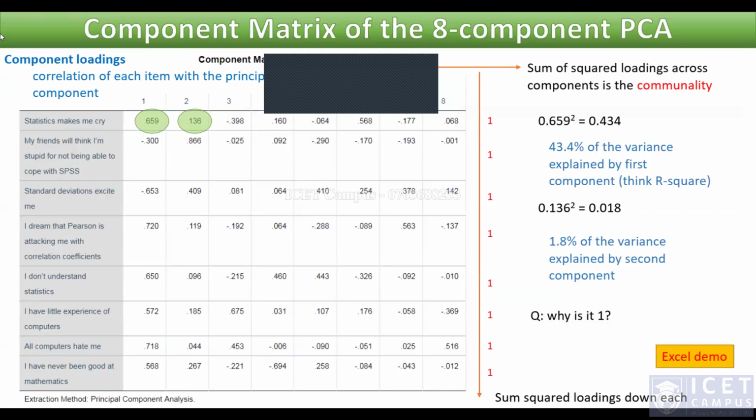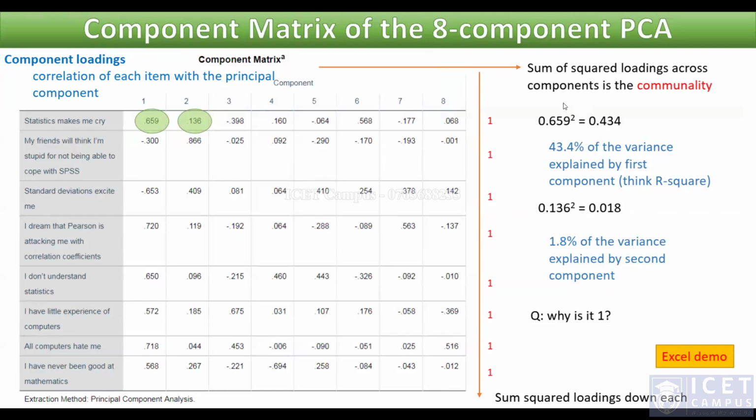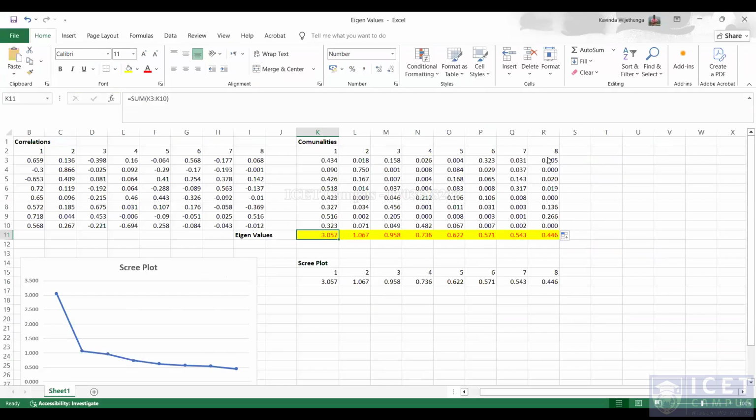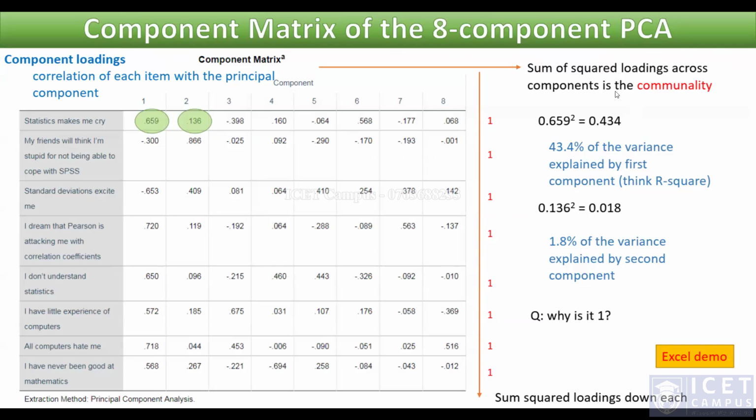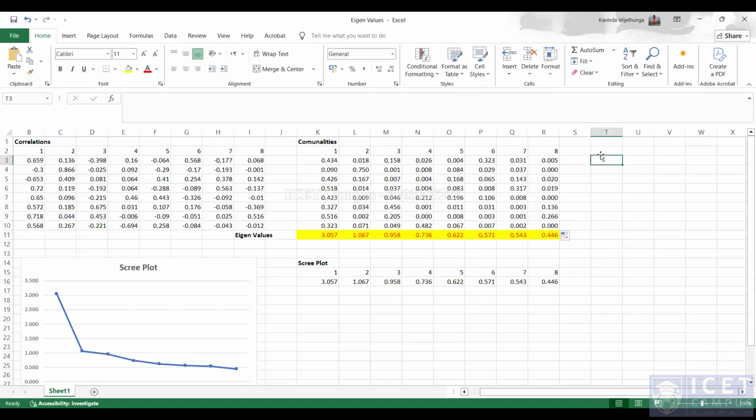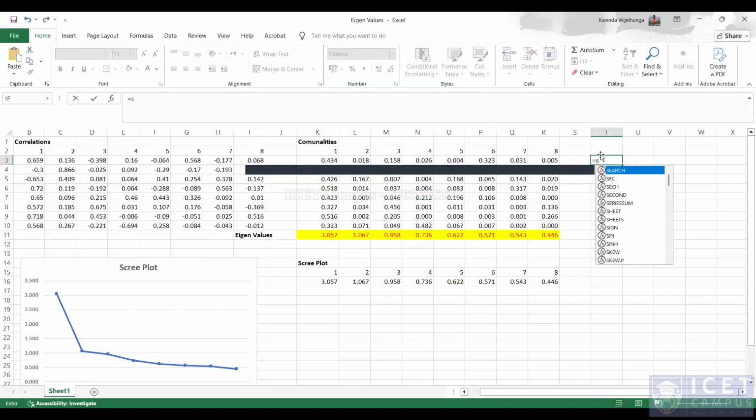Then the sum of the loadings across components, communality. Then we can find the communality. Communality is on that side. It is the sum of the squared loadings across the components, right? Sum of the squared loadings across the components.